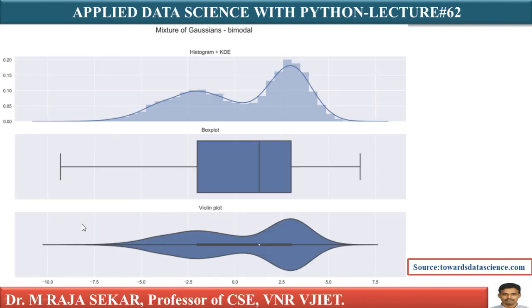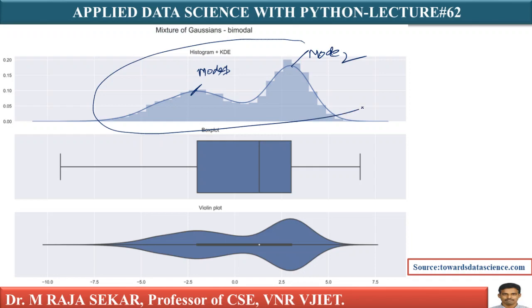Mixture of Gaussian, bimodal. What is Gaussian distribution, or is there another name? Gaussian means it's a normal distribution. It's bimodal. Just see this. You have mode 1 here, one peak. This is mode 1, this is mode 2. Therefore, I can say this is a bimodal Gaussian distribution or bimodal normal distribution. This is your kernel density estimate.